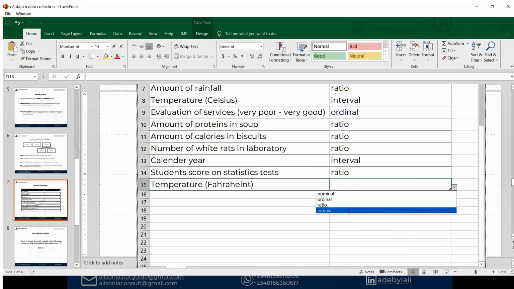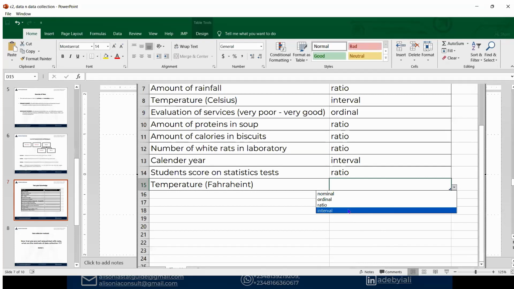Nominal? Nominal or ordinal are qualitative. Interval. How is it interval? I want to make sure you didn't just pick any option. How is it interval? And why not ratio?